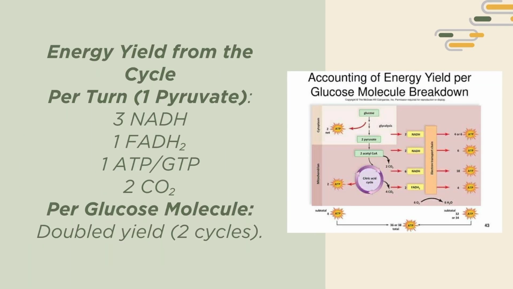Energy yield from the citric acid cycle. Each turn of the citric acid cycle yields the following high-energy molecules. 3 NADH molecules are produced, 1 FADH2 molecule is produced, 1 ATP or GTP molecule is produced. Since one glucose molecule produces 2 pyruvates, each glucose molecule goes through 2 cycles, doubling the energy output. These molecules are crucial for the electron transport chain, where they help generate a large amount of ATP by donating electrons that power the synthesis of ATP.